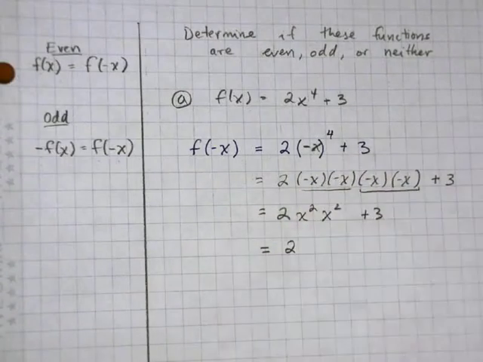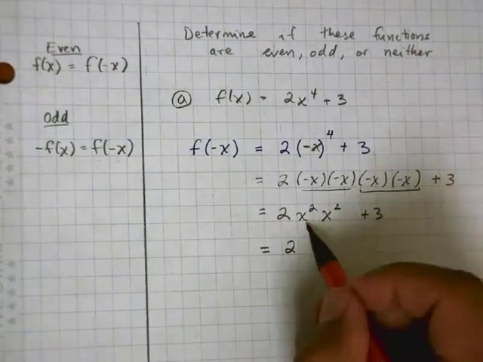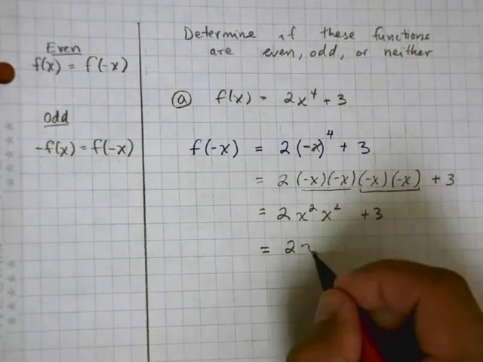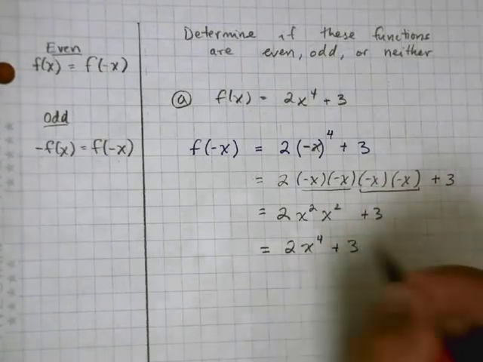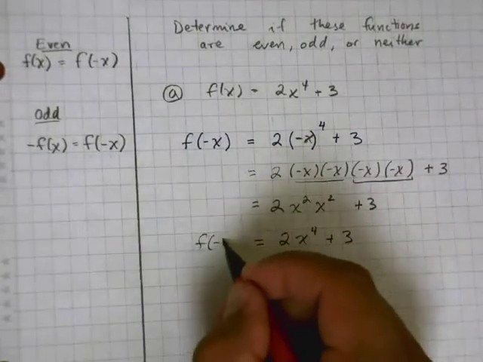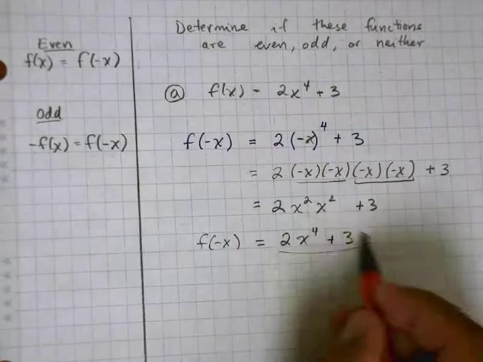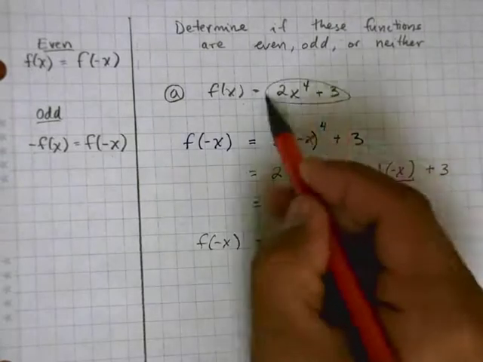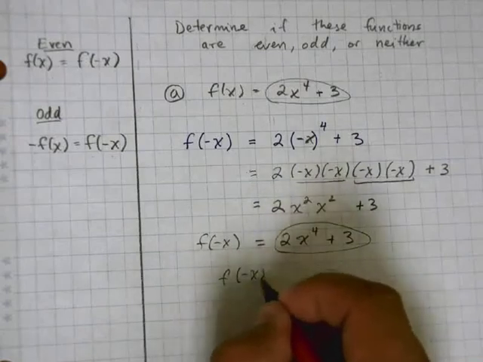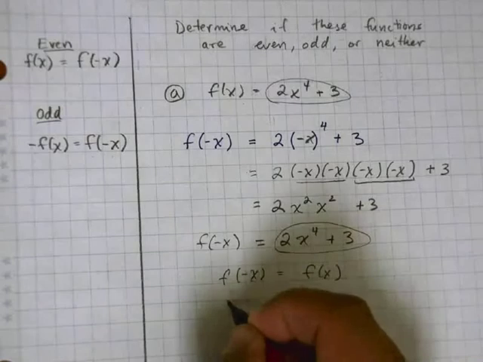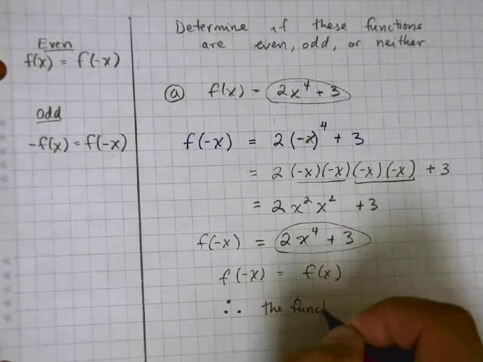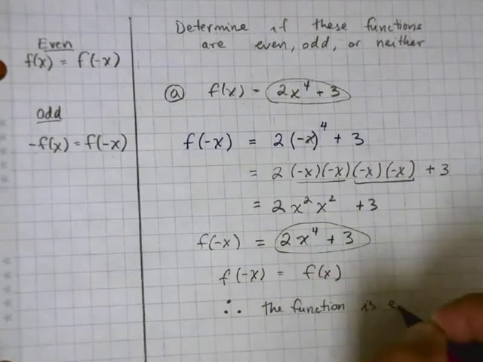And if you remember the rule for multiplying bases and their exponents, I have these two here. This is the same base, so it's going to be x to the fourth plus 3. And if you notice that in my final answer for f of negative x, this expression and this expression are the exact same thing. So I can say that f of negative x equals f of x. Therefore, the function is even.